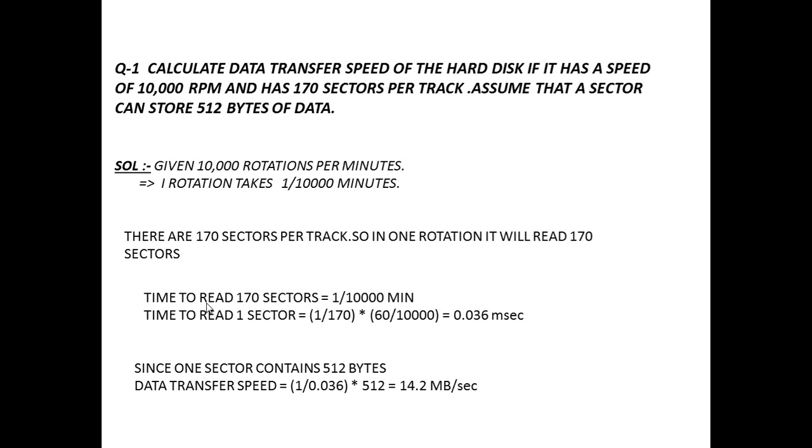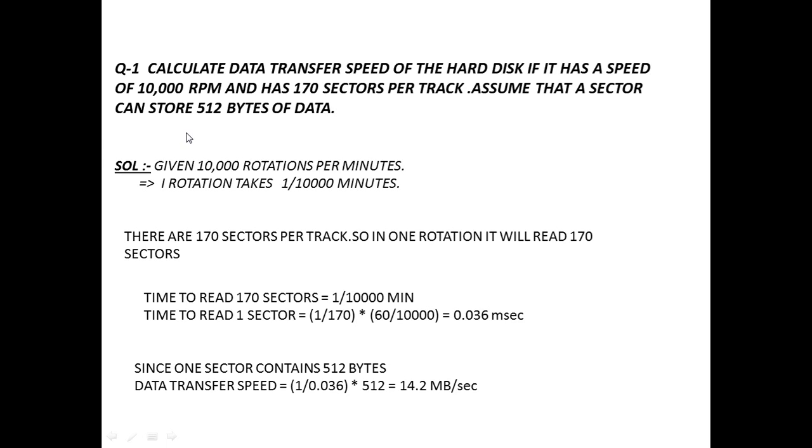Now here we'll have a look at an example to understand the concept better. Let's have a look at the problem. Calculate data transfer speed of a hard disk if it has a speed of 1000 rpm. RPM refers to rotations per minute, and it has 170 sectors per track. Assume that a sector can store 512 bytes of data. So we are supposed to calculate the transfer speed.